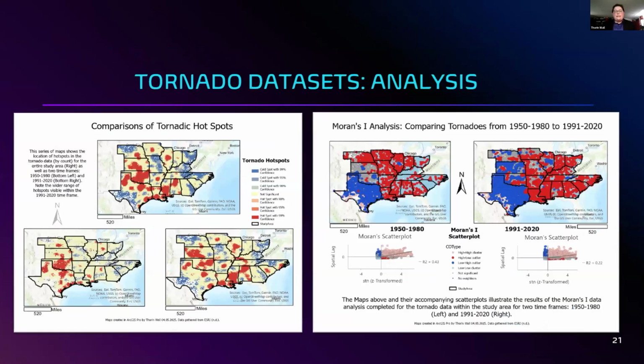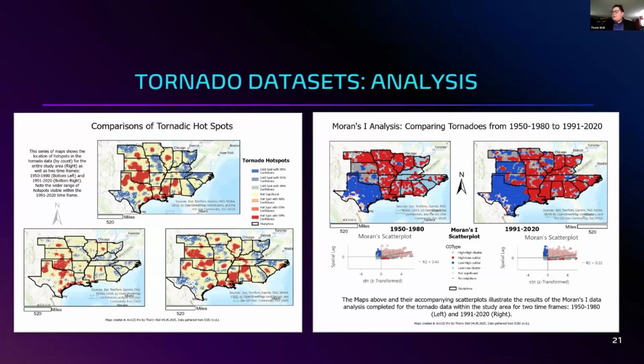So then I got into my analysis. In my analysis on the hotspot map, the bottom left shows the 1950 to 1980 data set, and the bottom right of that map shows the 1991 to 2020 data set. And we can see through that there's been an increase in hotspots, as well as they are more spread out. So that shows a change in where the tornadic activity is actually happening.